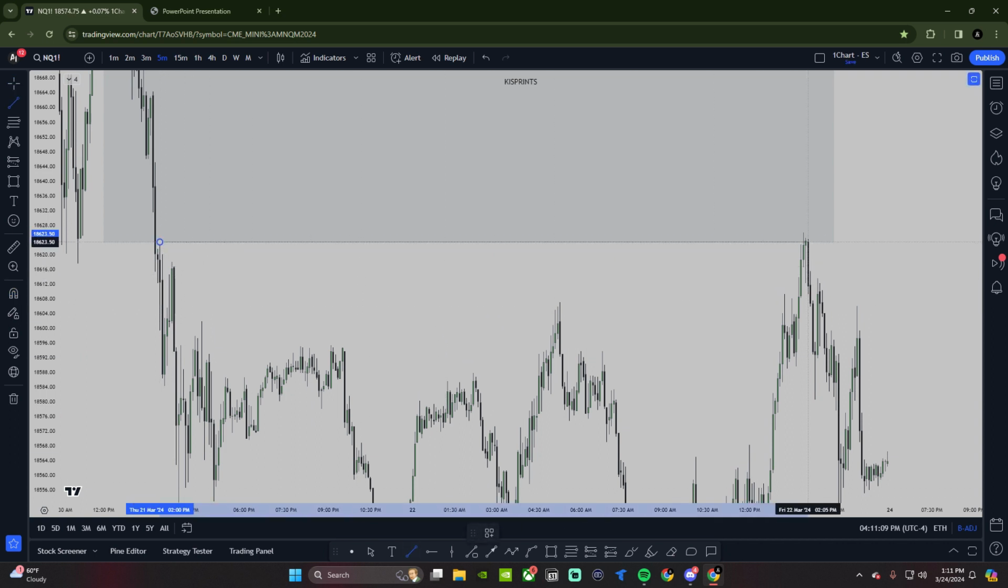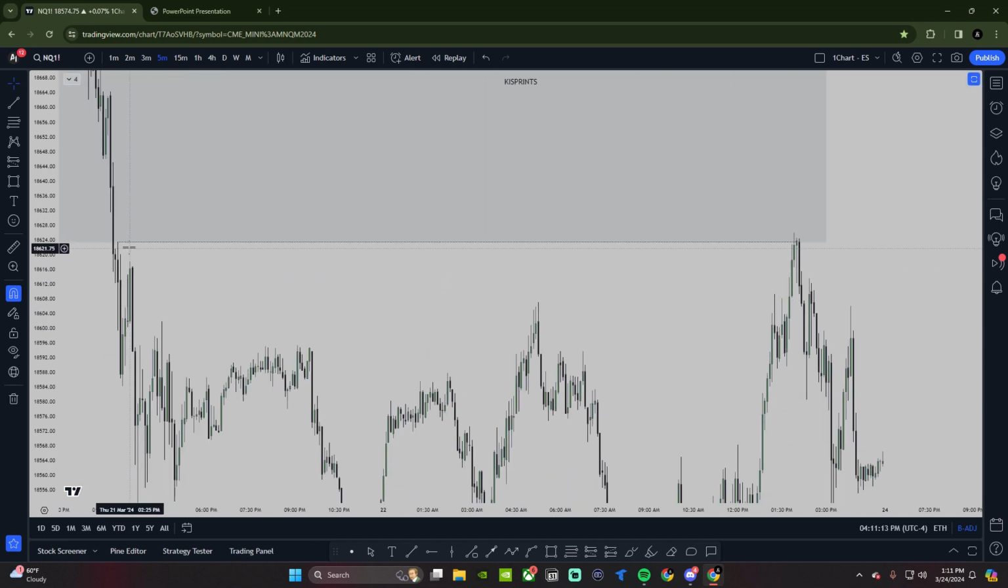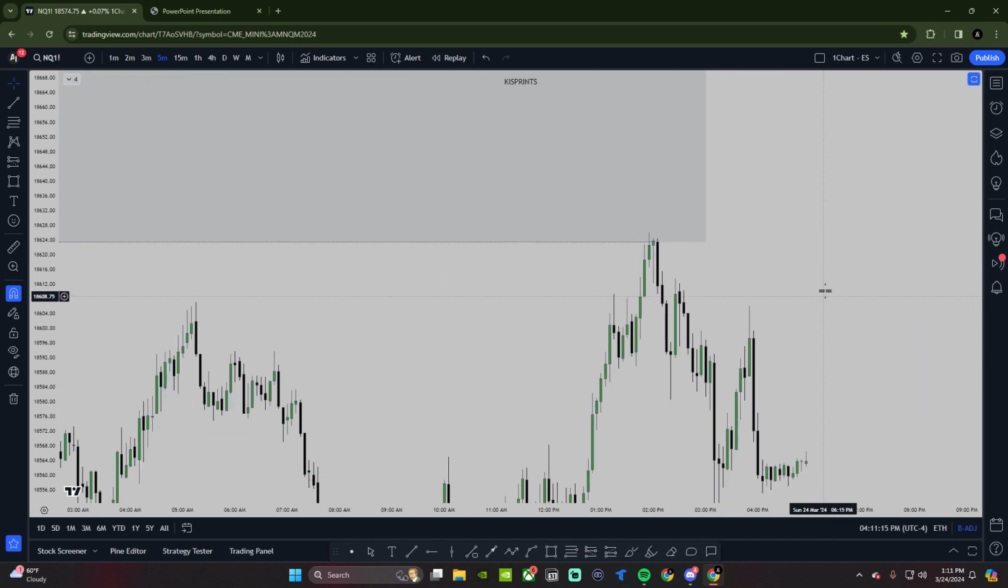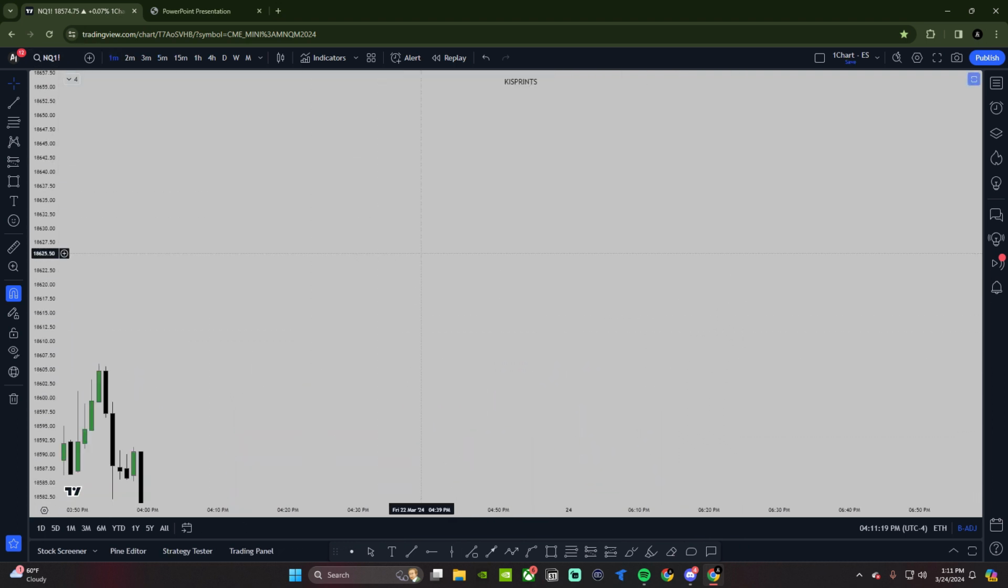And there was a 5-minute right there. So that 5-minute high right here was swept right there. And there's a 1 hour PD array. So that's a model right there. Let's go to the 1 minute.